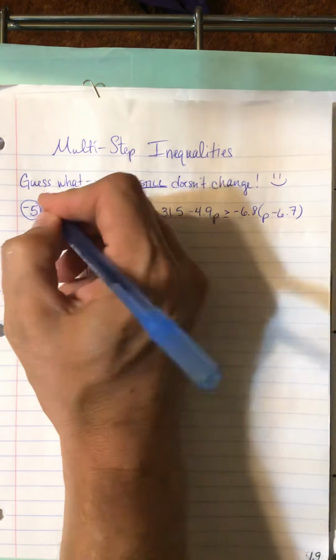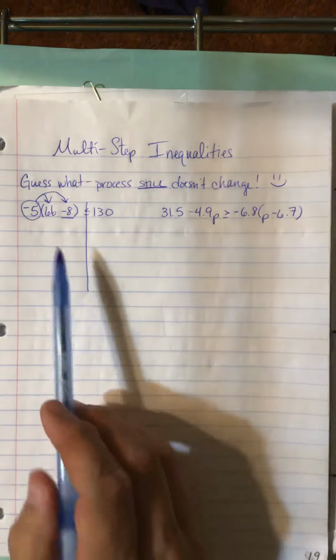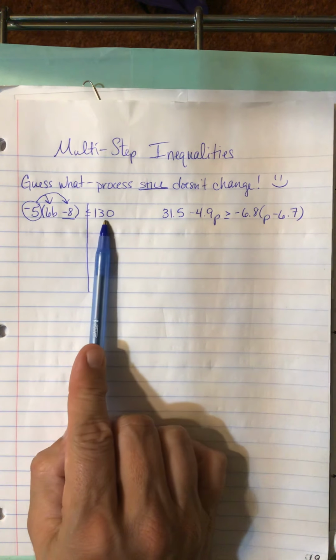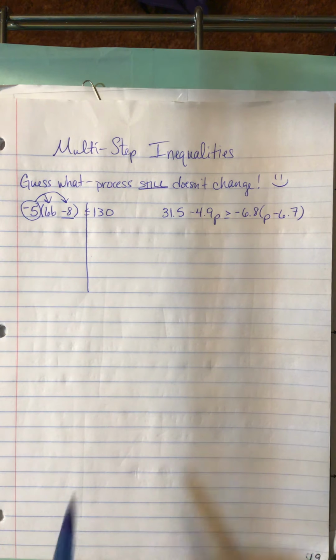We do have parentheses, so we're going to distribute. So we have -5 times the quantity of 6b minus 8 is less than or equal to 130. Just your friendly little reminder that if I'm going too fast, pause the video, rewind it, go back, look at it again, work on it at your pace.